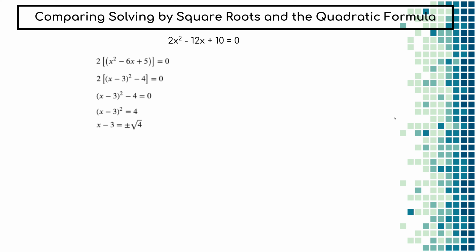and for this video I'm going to leave it as the square root of 4, even though the square root of 4 is a nice rational number, 2. I'm going to leave it as the square root of 4 to compare some structural things later. And I can add my 3, and I end up with this answer, 3 plus or minus the root of 4.